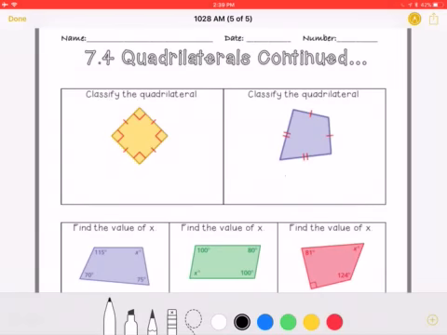All right, here we are. Last lesson, for real now, of chapter 7. We're just going to go over some examples. So we're doing our quadrilaterals continued here.